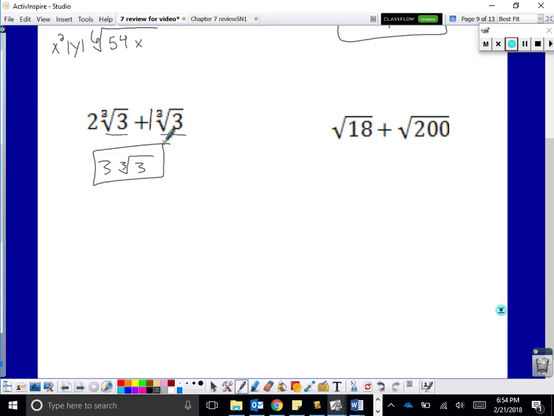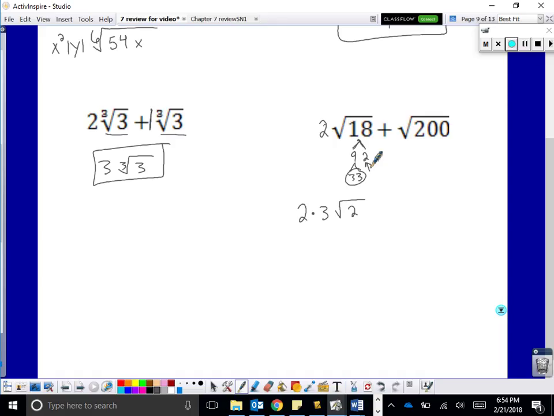Next one, not as easy, because I've got the square root of 18 plus square root of 200. These are not like terms, so what that requires me to do is to break these down. Let's change this one up just a little bit. Let's say this was 2 square root of 18 plus the square root of 200. So this 2 is out front already, so I'm going to break down 18 as 9 and 2. 3 and 3. I'm looking for groups of 2, so I could bring a 3 out. So this is going to be 2 times 3, square root of 2 remains on the inside.